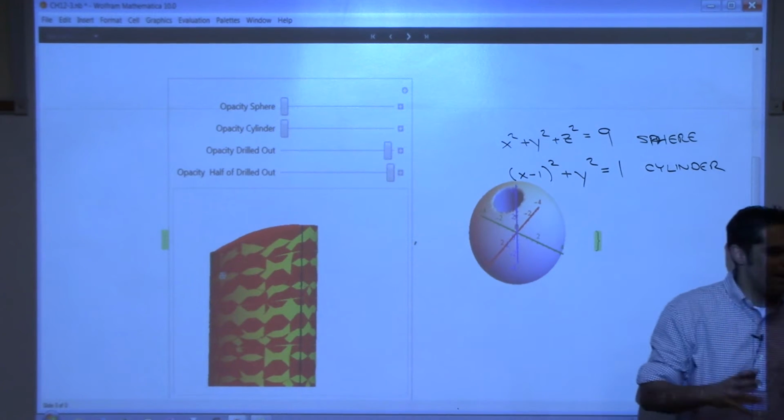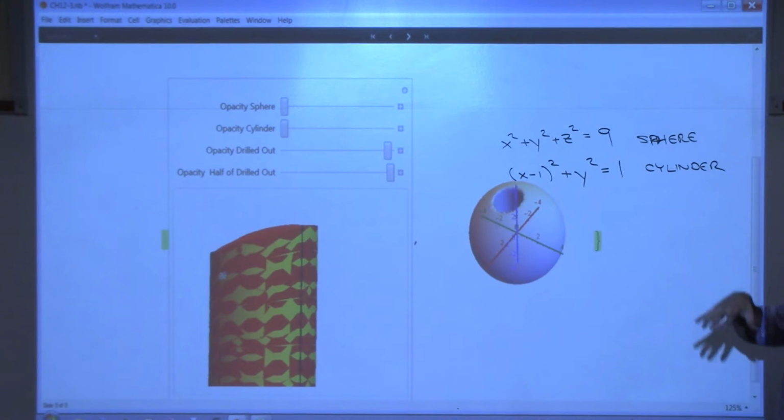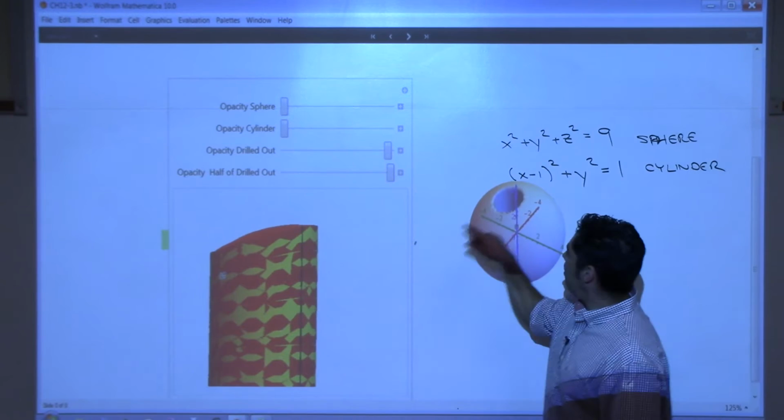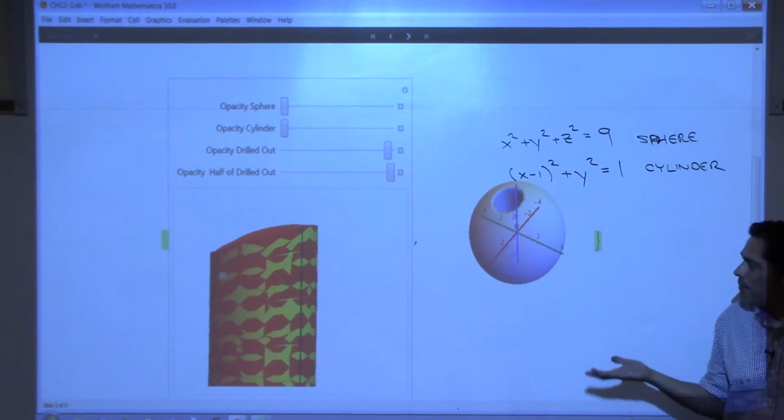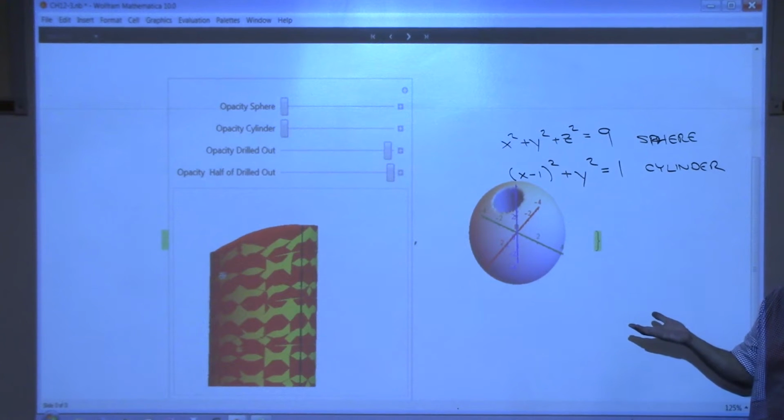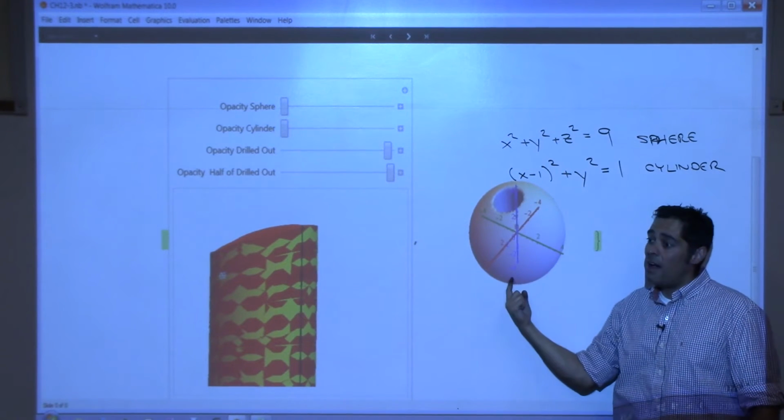So let me go back and ask you a question. Do you have a top cap and a bottom cap? Yes? Right? The top cap of this part that we drill out is the sphere. What's the bottom cap? The sphere on the other side, right?